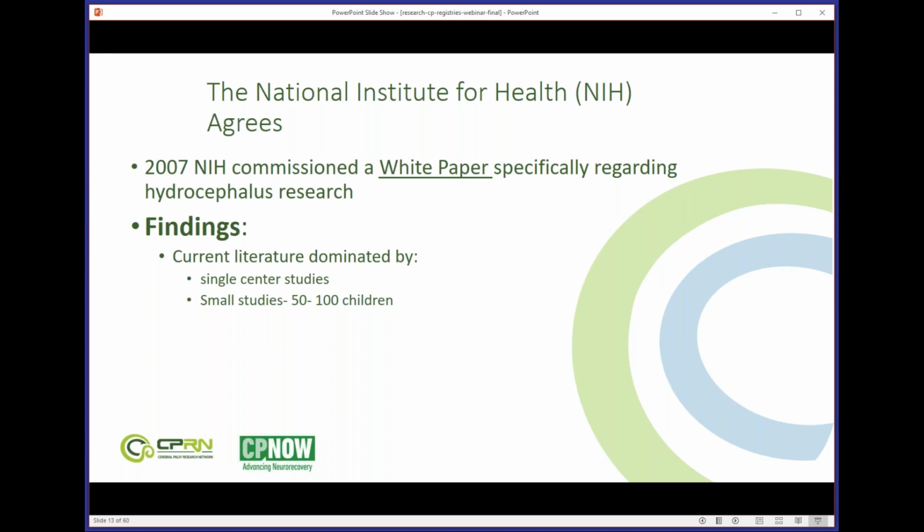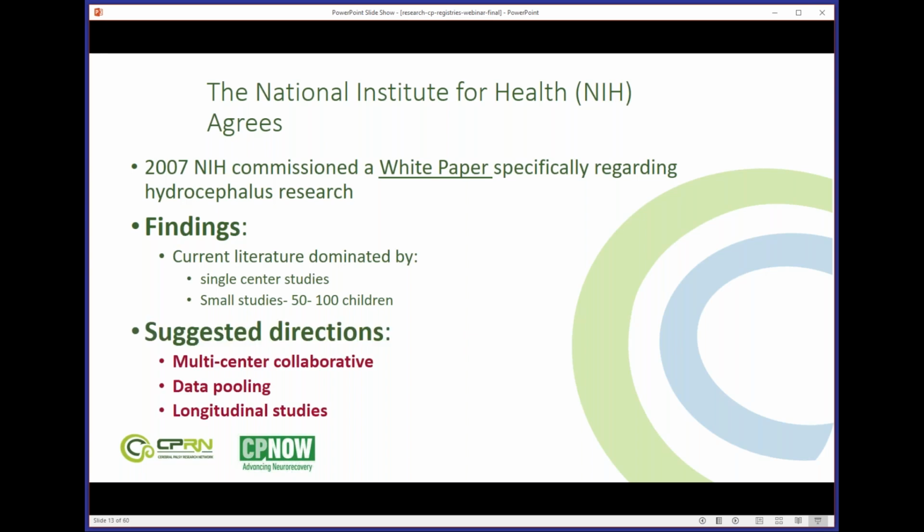And so there was a white paper commissioned by the NIH, which Paul was an important part of, and basically, not surprisingly, the literature was dominated by single center studies, small studies. It suggested, just like the last line in every paper, this is a good study, but multi-center collaboration, data pooling, longitudinal, or randomized control would improve this, and that's exactly what the NIH did.